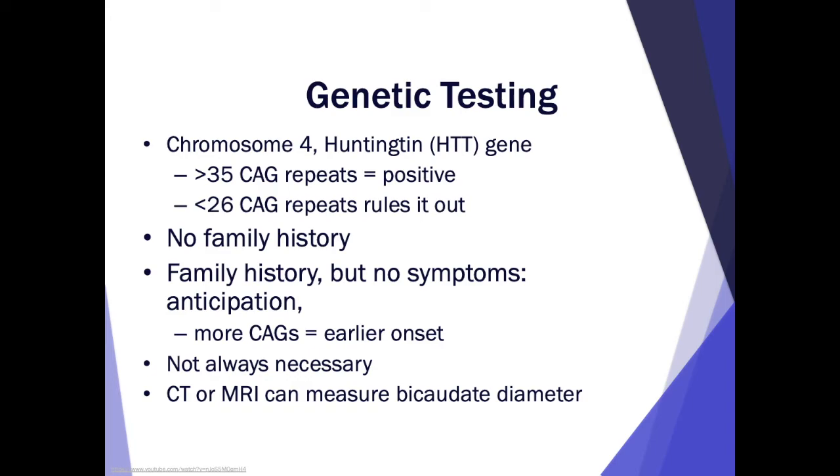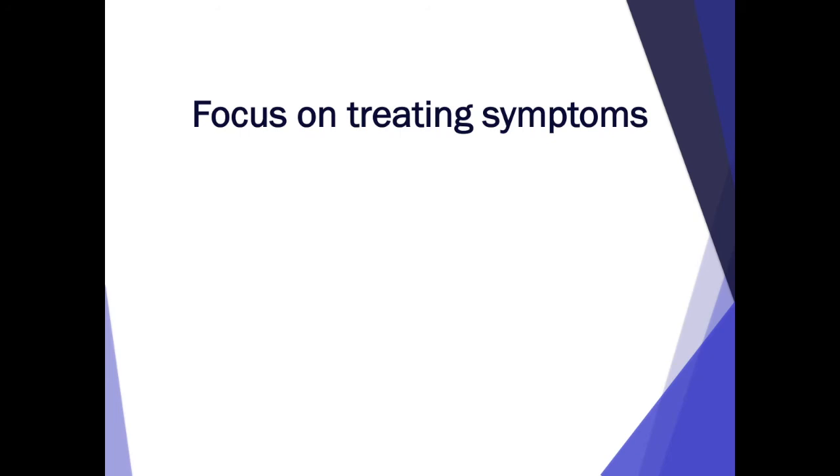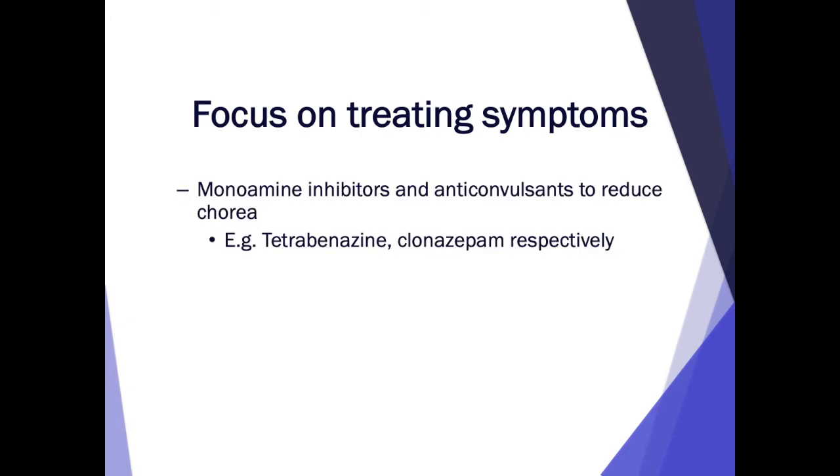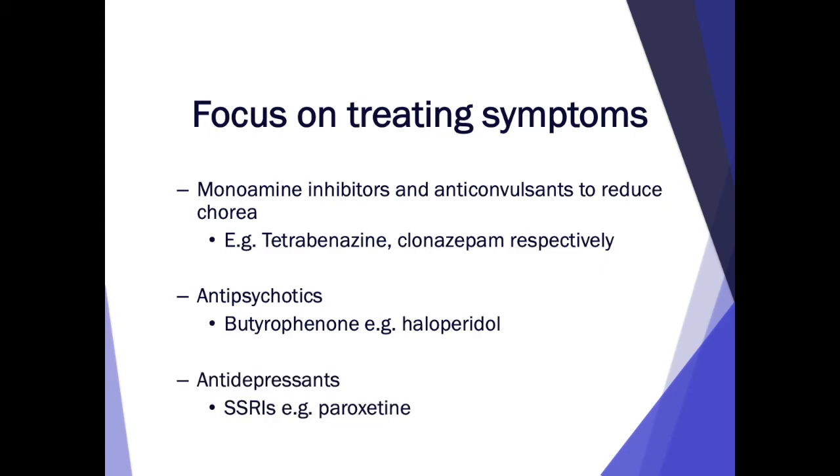So the focus when treating a patient with Huntington is to treat their symptoms. So monoamine inhibitors and anticonvulsants can be used to reduce chorea. For example, tetrabenazine, which is a monoamine inhibitor, and clonazepam, which is an anticonvulsant. Antipsychotics can be useful, such as haloperidol, and antidepressants, such as SSRIs, for example, paroxetine.